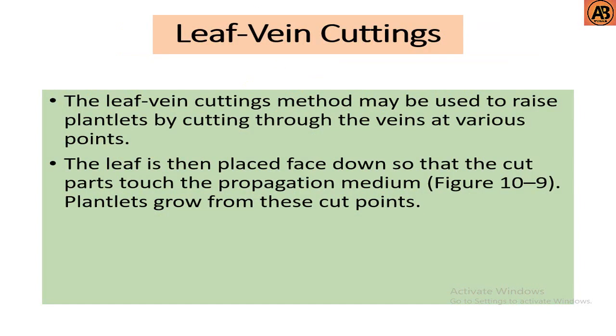Then leaf vein cuttings, that means it contains veins. The leaf vein cuttings method may be used to raise plantlets by cutting through the veins at various points. The leaf is then placed face down so that the cut parts touch the propagation medium. Plantlets grow from these cut points.